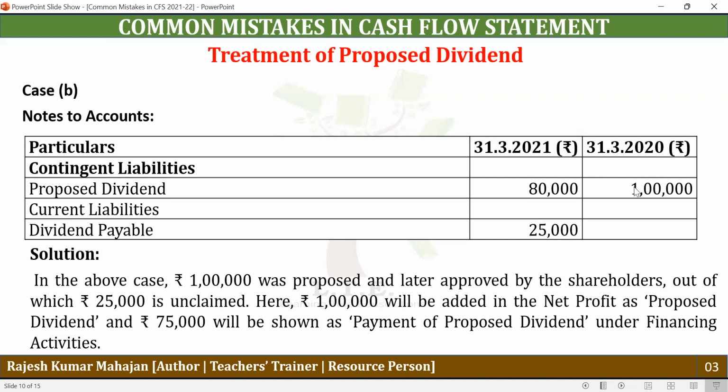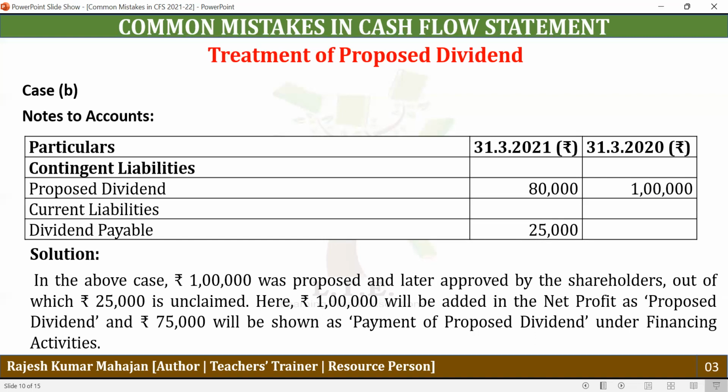It means out of 1 lakh rupees, 75,000 has been paid. So 1 lakh will be shown in the net profit as proposed dividend, and 1 lakh minus 25,000 will be shown as a payment of proposed dividend under the financing activities. I hope it is clear to you.